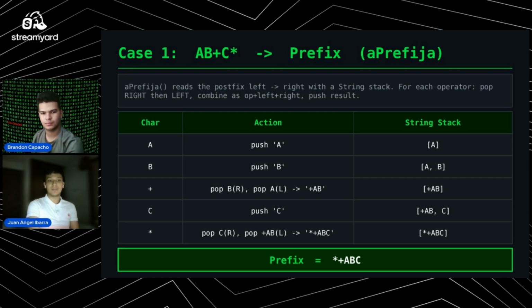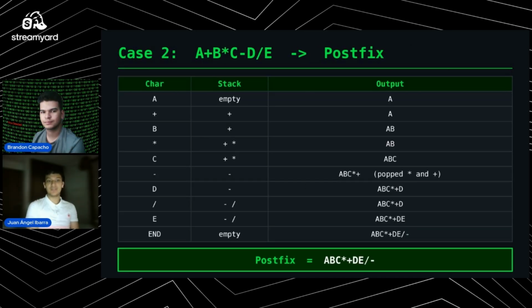Section 7, case 2: A plus B times C minus D divided by A, postfix. Case 2 demonstrates precedence handling without parentheses. The expression is A plus B times C minus D divided by A.